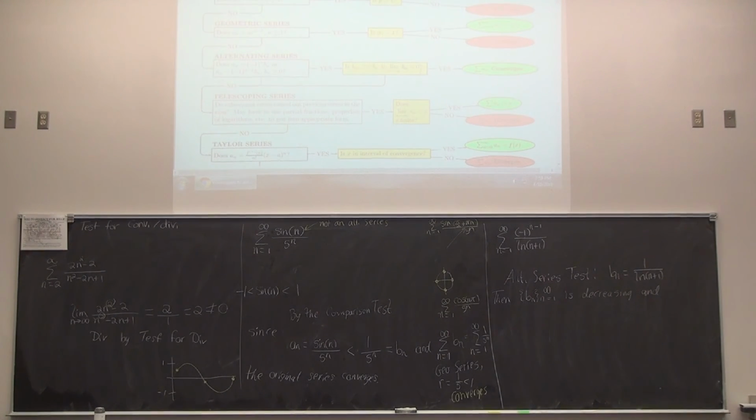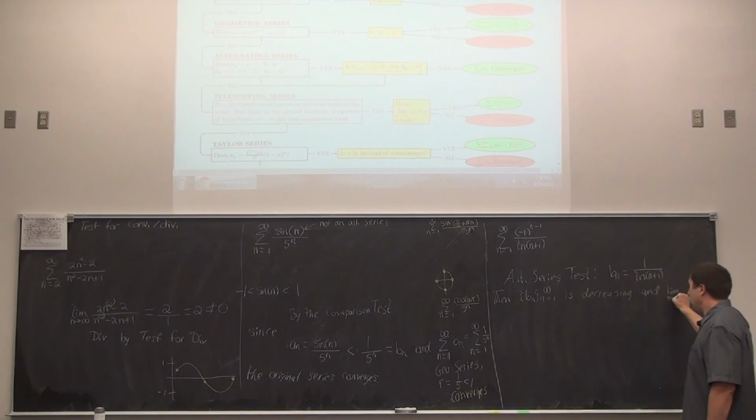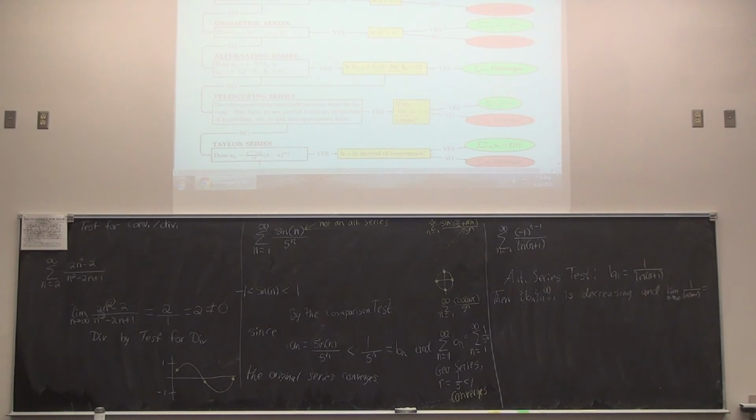And we have to do one more step. We need to take the limit. And the limit, as n goes to infinity, of 1 over the natural log of n plus 1, what should this be as a limit? Yeah, this comes out as exactly 0.